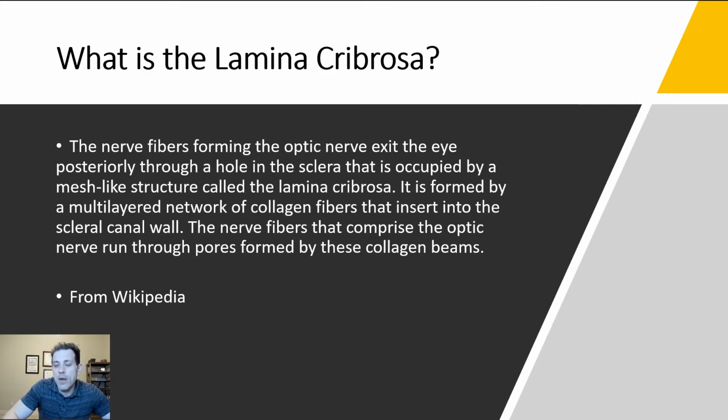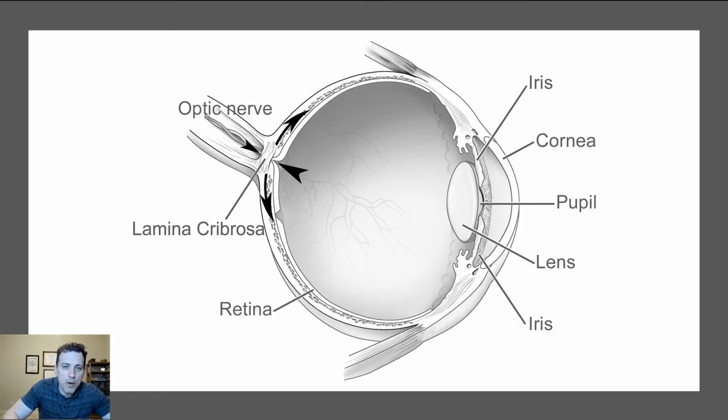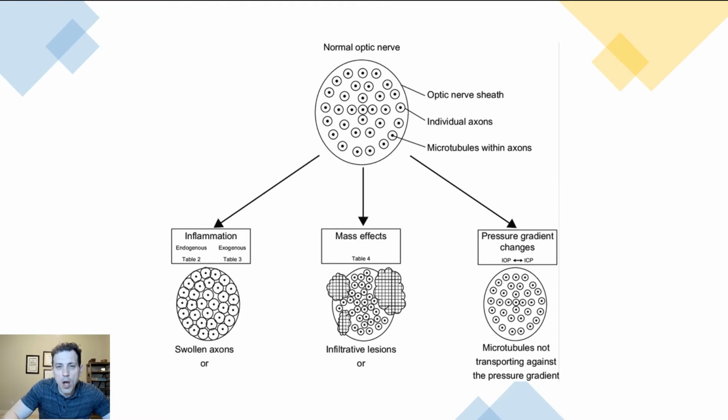Let's take a closer look at that with a different picture. Here you can see as these nerves are forming and coming back to coalesce into the optic nerve, they pass through this lamina cribrosa. If we look at a different image, where we cut it straight on, this is what it looks like. You would see that the optic nerve sheath is composed of all these individual axons, and all of these individual axons have to go through that mesh-like structure.